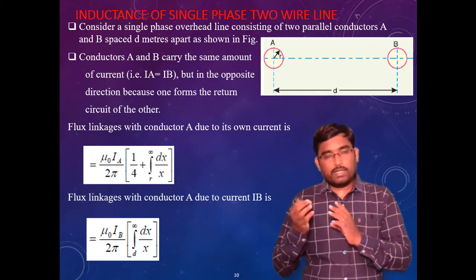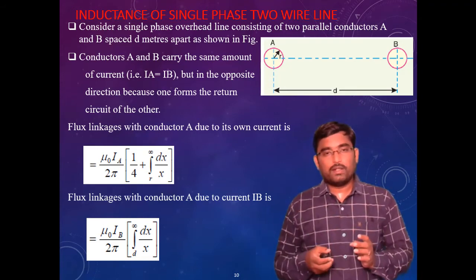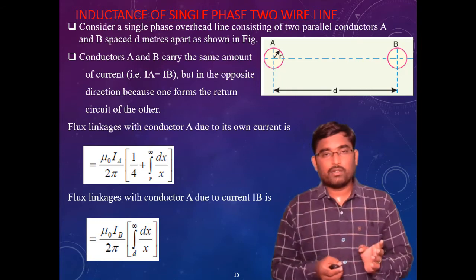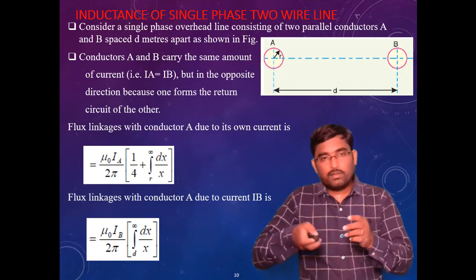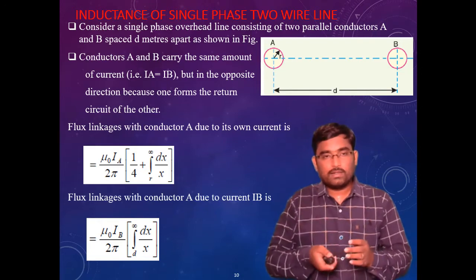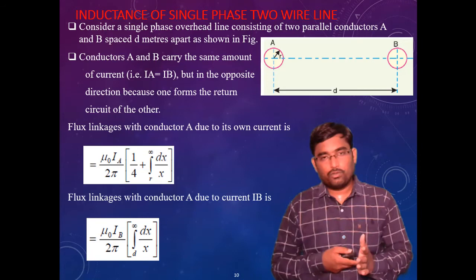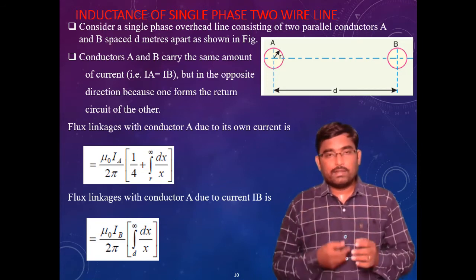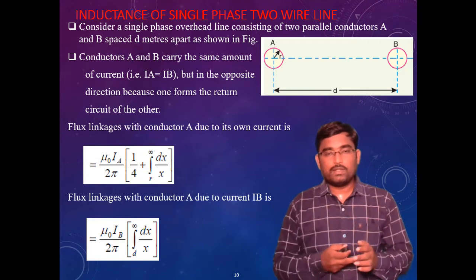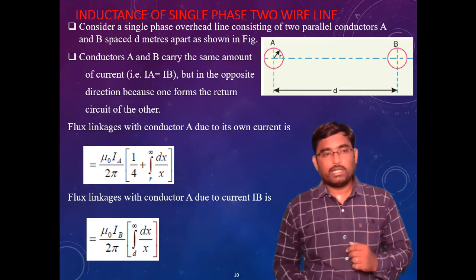Here, as conductor B is located outside of conductor A, while writing the flux linkage of conductor A because of current Ib of the other conductor, we need to use the external flux linkage format. The external flux linkage equation is mu naught into I by 2 pi, here I is Ib, into integral. Here you need to take the distance between the two conductors. So the distance between the two conductors is d, to infinity dx by x.